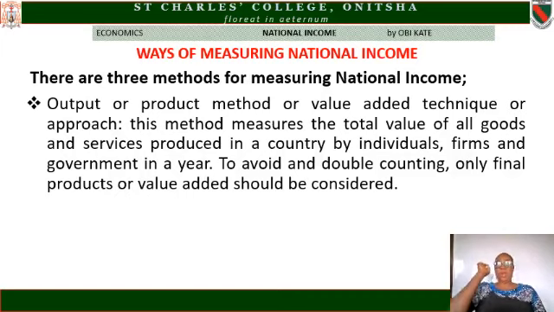What do we mean by double counting? Double counting means a situation where a particular value of a product is repeated in two places. That is what we call double counting in measuring national income. So to avoid that, only value added is used to compute it.